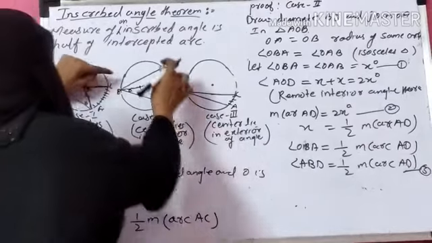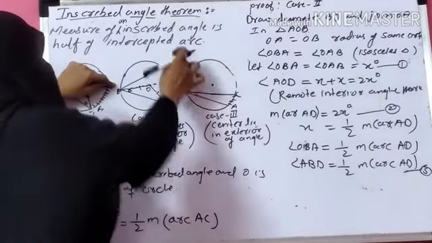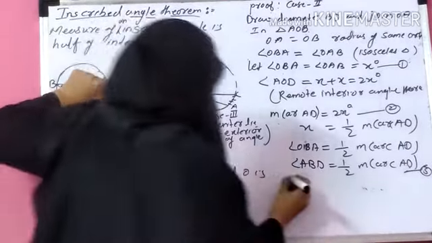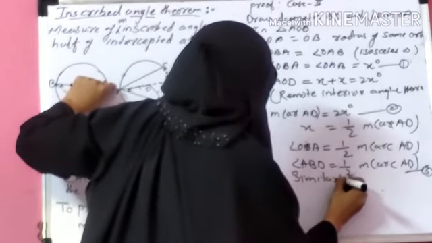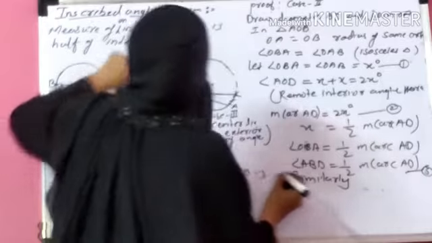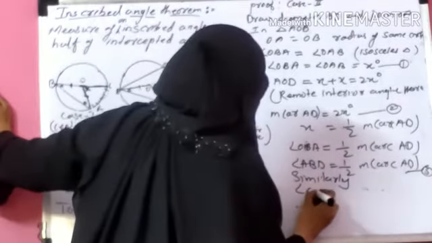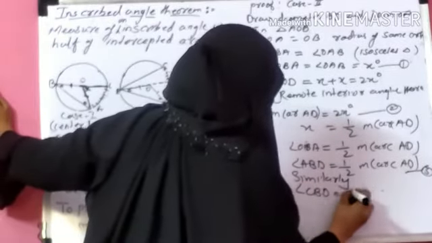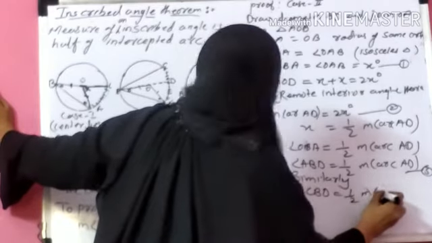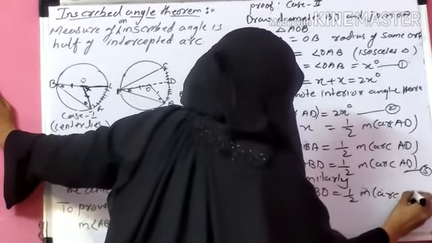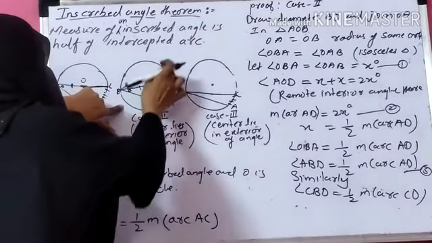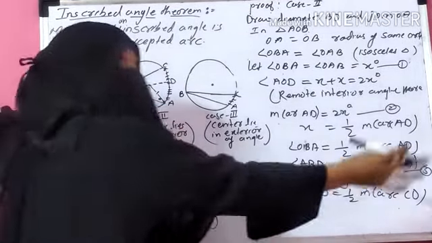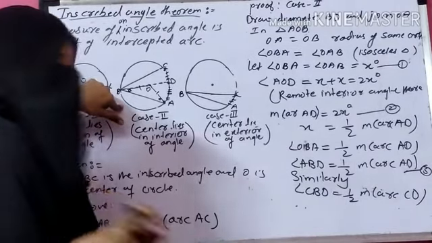In a similar way you can prove angle CBD is half of arc CD. So write here, similarly we can prove angle CBD is half of the measure of arc CD. If you join OC, then in a similar way you can prove that angle CBD is half of the measure of arc CD.